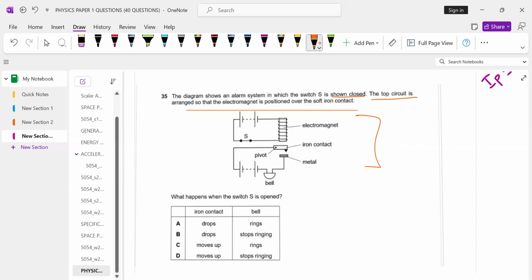Right now it is closed. When the switch is open, the iron comes in contact with this metal, the iron drops, and the bell rings. So option A is correct for this question. I hope you understood it. Thank you.